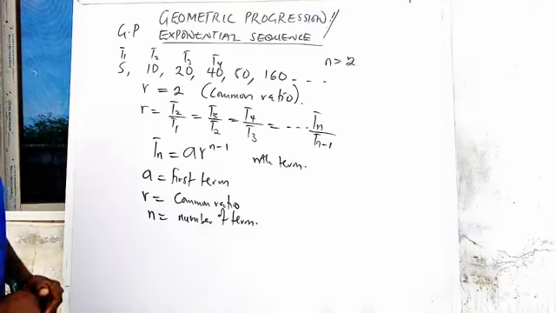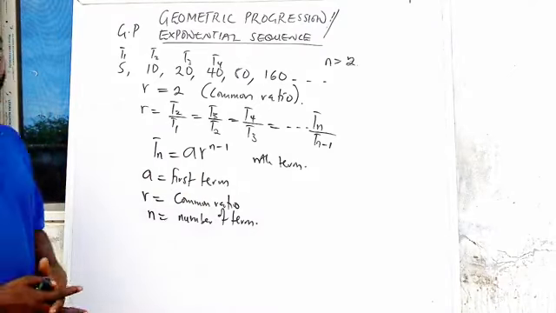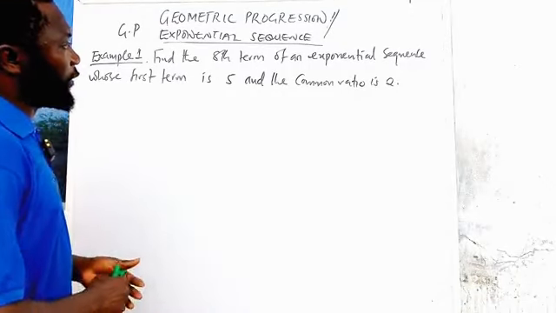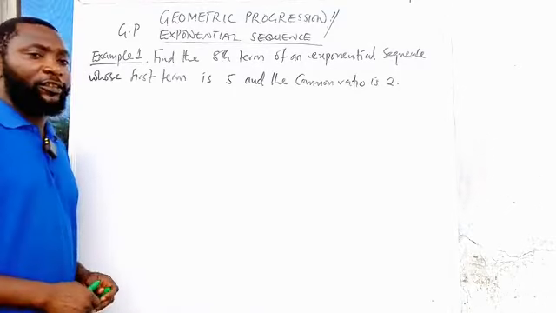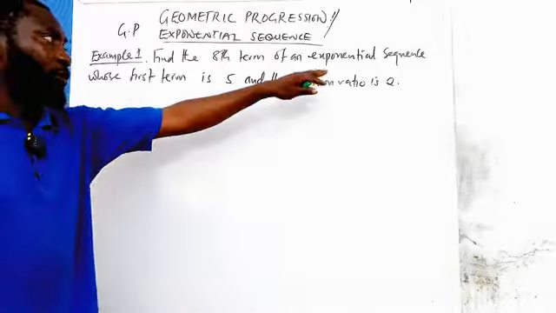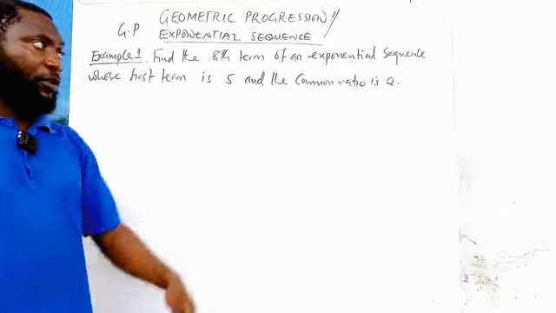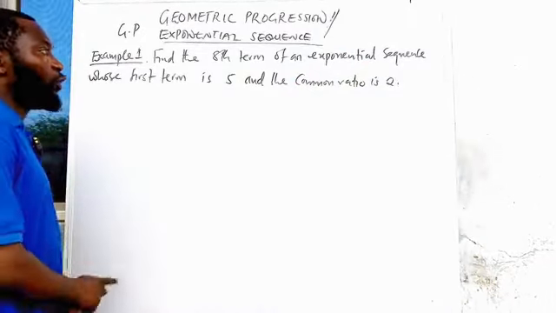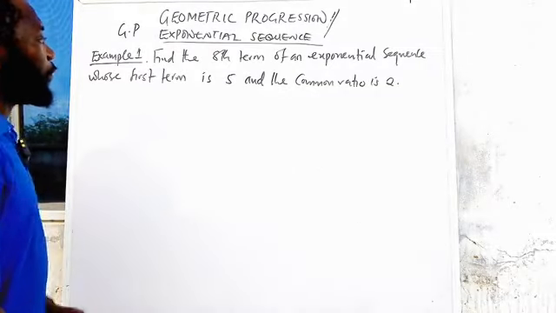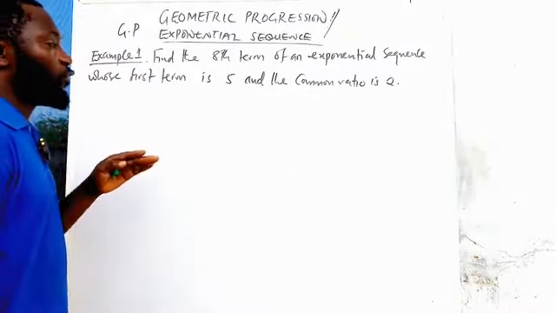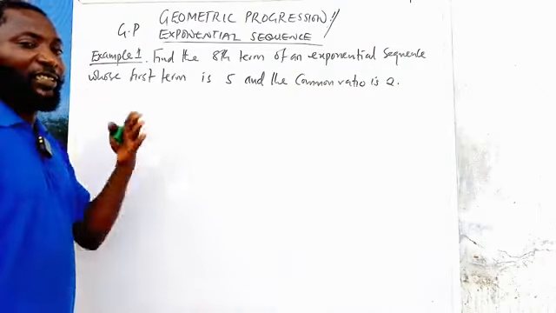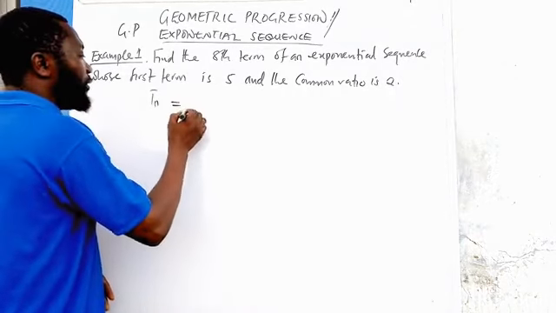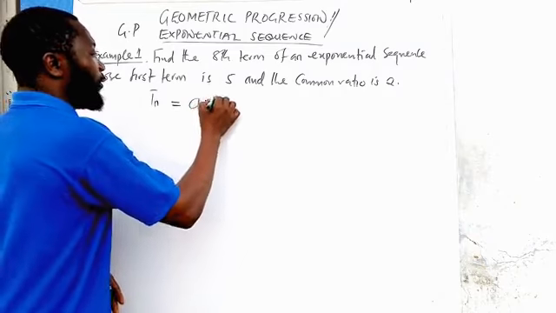Now let's see the application of this sequence. Let's consider this example. Find the 8th term of an exponential sequence, which is also known as geometric progression, whose first term is 5 and the common ratio is 2. In this question, we have to look for the 8th term. So you talk about the nth term of a sequence, and by definition, the nth term of a geometric sequence is given as a r raised to the power of n minus 1.